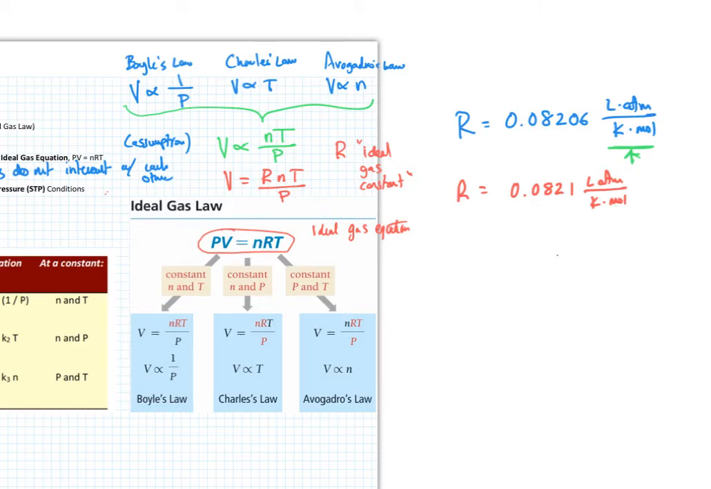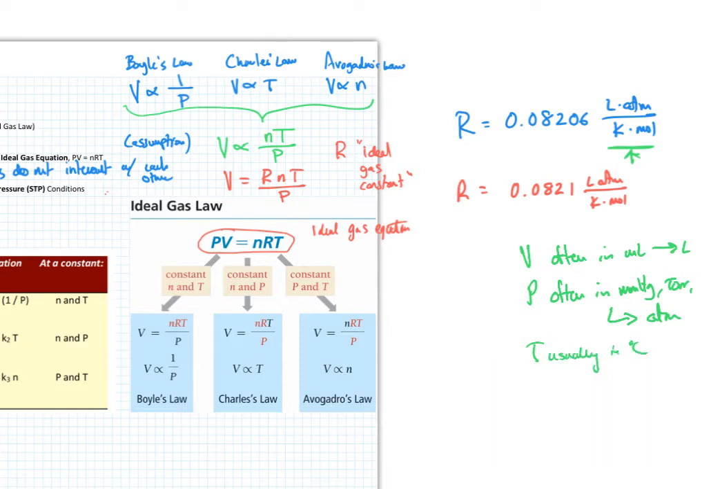Okay? So, not all problems start out with the variables in those units. For instance, in lab, a lot of the measurements you might make, the volume measurements are often in milliliters. Okay, so that's going to need to get converted to liters. The pressure is often in millimeters of mercury, torr, etc. That needs to be converted to atmospheres. And the temperature is usually in degrees C, and that's going to need to get converted into Kelvin. Okay? Other than that, the problems are very straightforward.